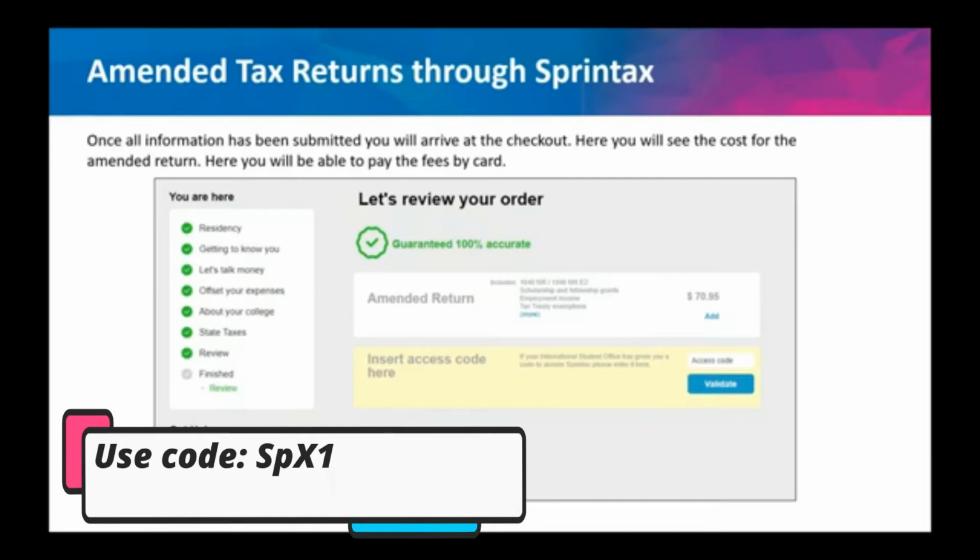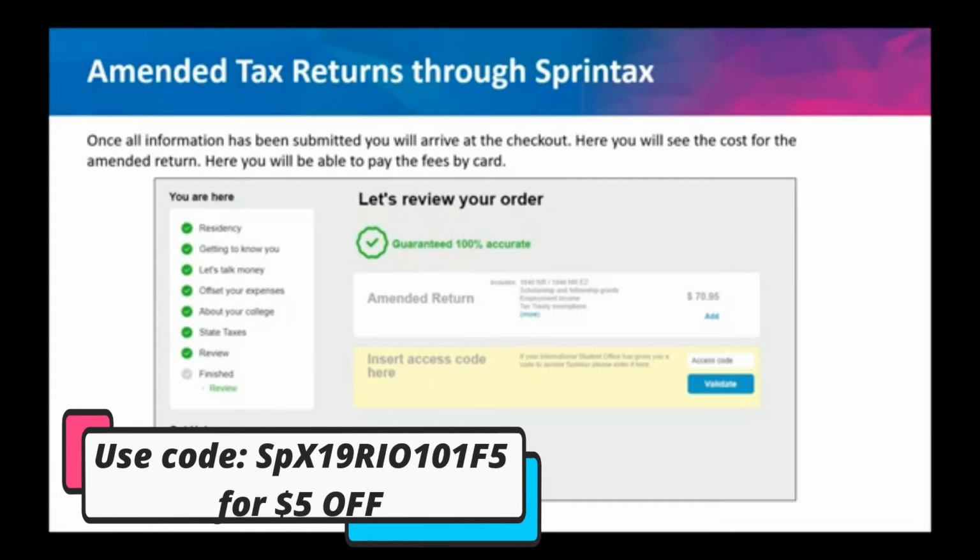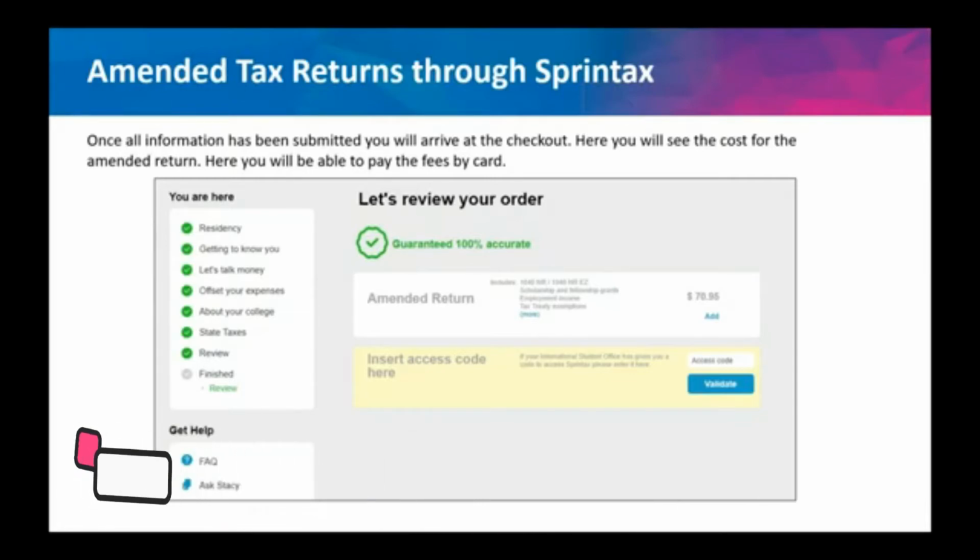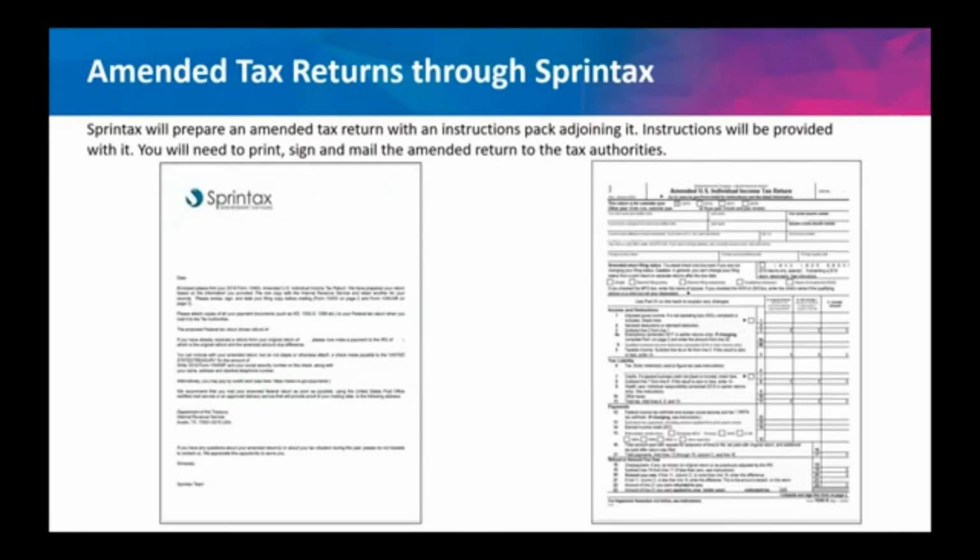And once all the information has been submitted, you'll arrive at the checkout. And here you'll see the cost for the amended tax return. So once these fees are paid for, we will then help to prepare your amended tax return, which is a 1040X. We'll prepare that amended tax return with an instructions pack adjoining it, and instructions will be provided with it.